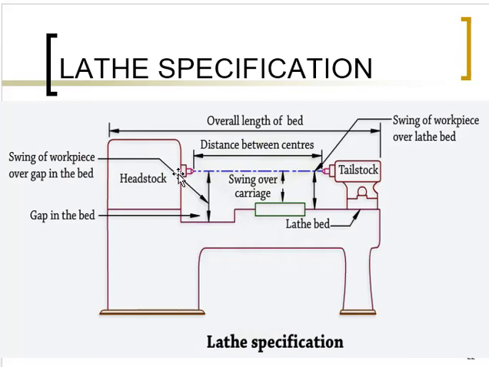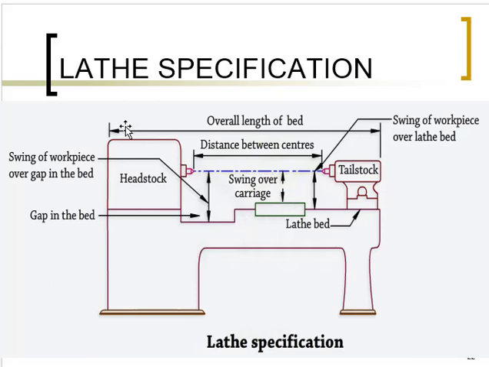You can take a simple example: whenever you are going to purchase a two-wheeler or a car, first we start with what is the cc capacity of the engine, what is the mileage, what is the power, what is the torque that can be produced. Everything you will check. That is all the specification. Similarly, in the case of a lathe, we have certain specifications we need to discuss.